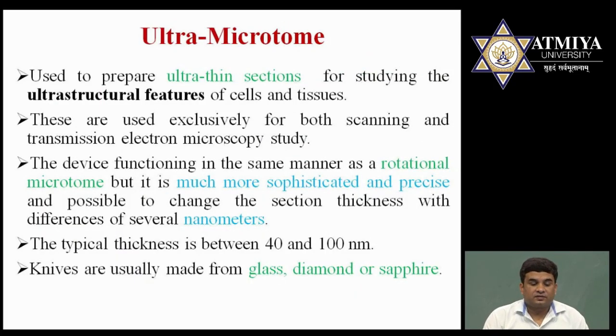Now this is another microtome. This is called the ultra microtome. This ultra microtome is used for very thin sections to study the ultrastructural features of cells. And this microtome is basically similar to the rotary microtome, but it is highly sophisticated and precise, so that you will get sections of very small thickness in the nanometer range. And the blades in this case are made of diamond, glass or sapphire.